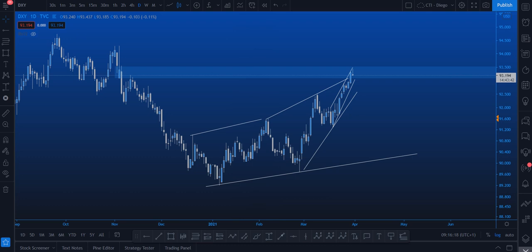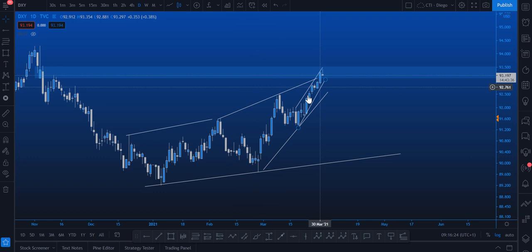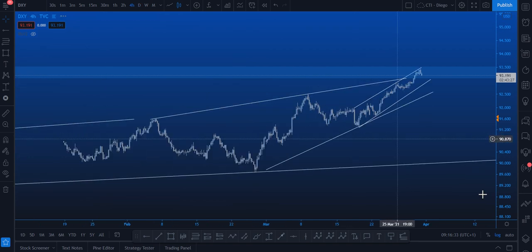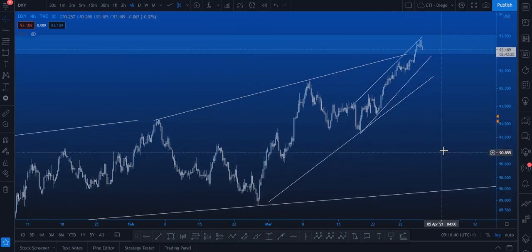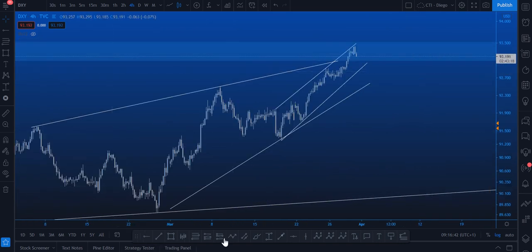So first of all, let's look at DXY. We did actually forecast this yesterday of price potentially tapping the third tap of this channel in confluence with some supply level. If we look to the left, it's hit the third tap, 1, 2, and a third tap. Now I'm expecting further decline on the dollar.